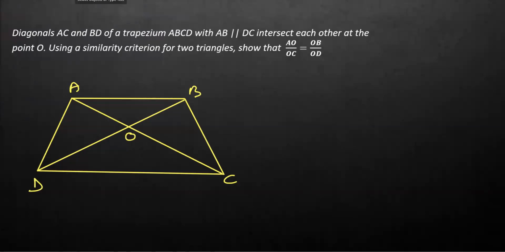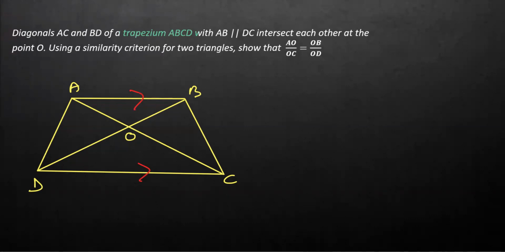In this question, a trapezium is given. As you can see, the trapezium is ABCD with the side AB parallel to CD. Further, we have been given that the diagonals AC and BD intersect at point O. And we have to prove some ratios here.